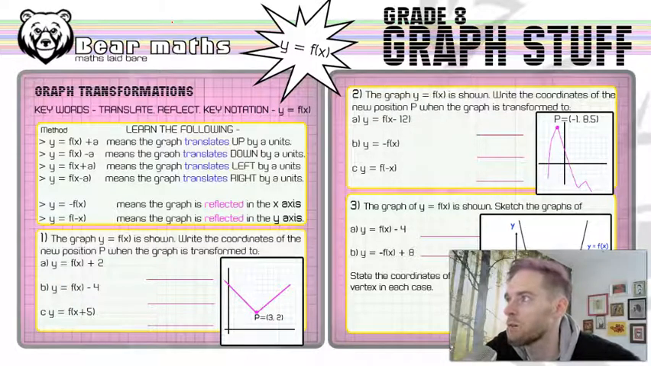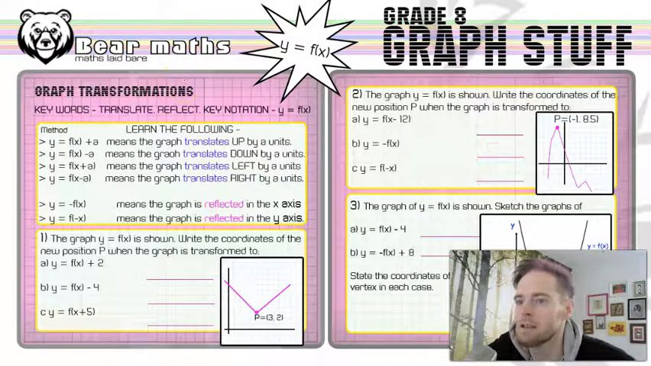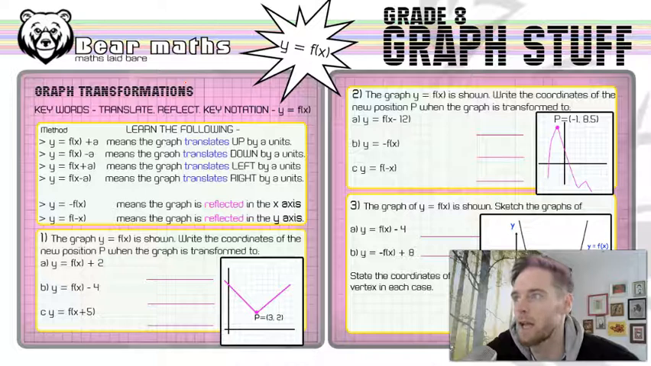Now, this one is on graph transformations. Keywords are translate, reflect, and the key notation in this one is y equals f of x. When we translate something, we're moving it from one place to another. Reflecting is flipping the image, and in this instance, it will be flipping it in either the x-axis or the y-axis. And y equals f of x means y equals the function of x.